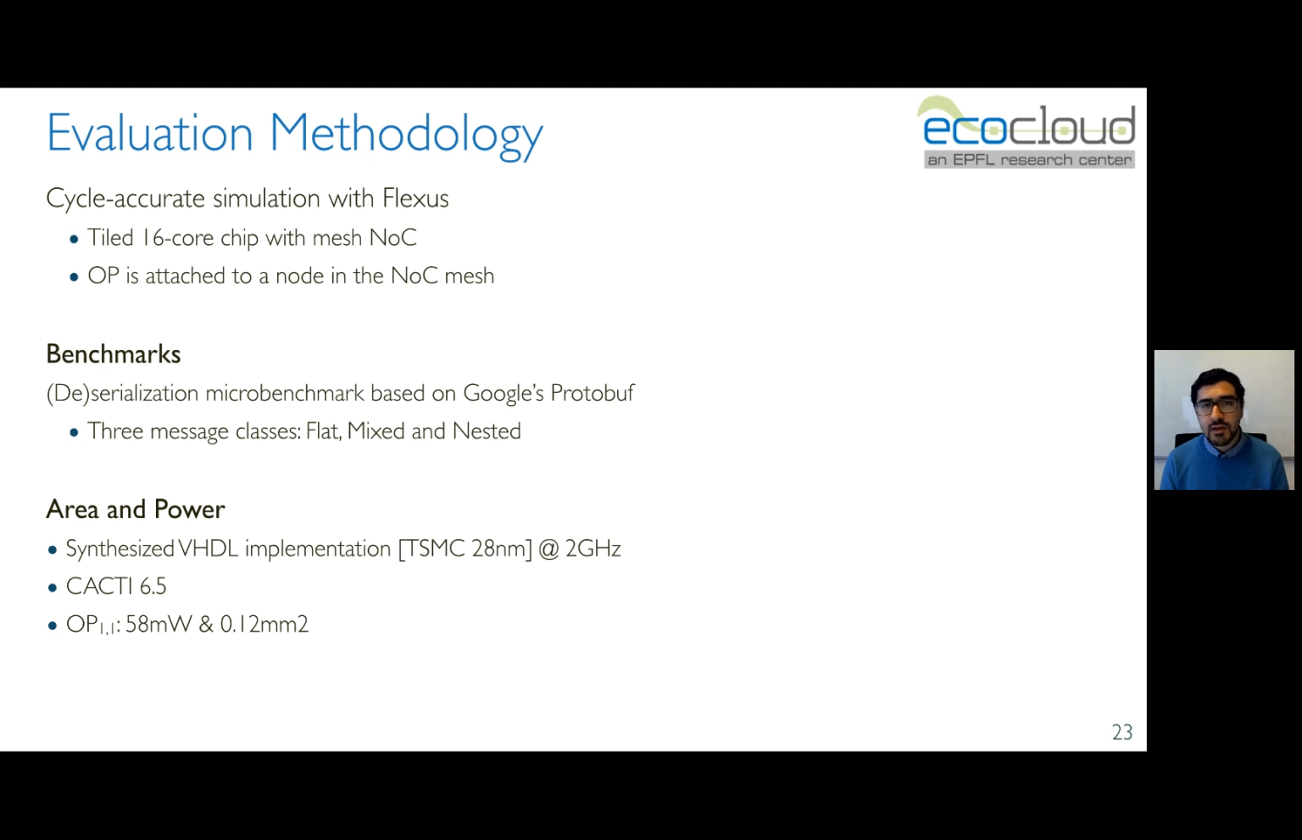For area and power, we synthesized our implementation using Synopsys compiler with TSMC 28 nanometer technology at 2 gigahertz, and use Cacti for area and power of the block buffer and the TLB. In the end, OP11, the OP configuration with one transformation pipeline and without time sharing, consumed just 0.12 square millimeters and draws 58 milliwatts of power.